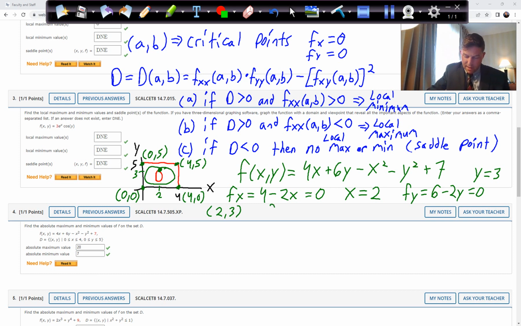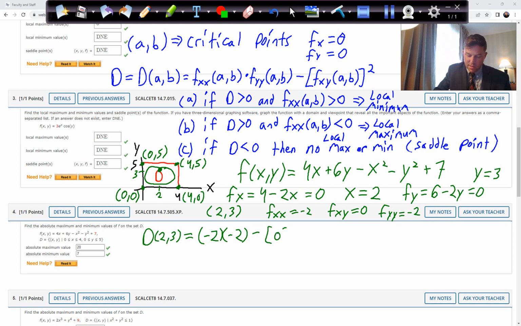Okay, now we're going to find fxx, which is -2, fxy, which is 0, and then fyy, which is -2. So the second derivative test, notice it doesn't even matter at (2, 3), would be fxx, which is -2, times fyy, which is -2, minus fxy, 0 squared. So this is going to be +4, which is bigger than 0. And then we check fxx, which was -2, which is smaller than 0. So we have D bigger than 0, fxx smaller than 0. We again have a local maximum at this point, (2, 3).